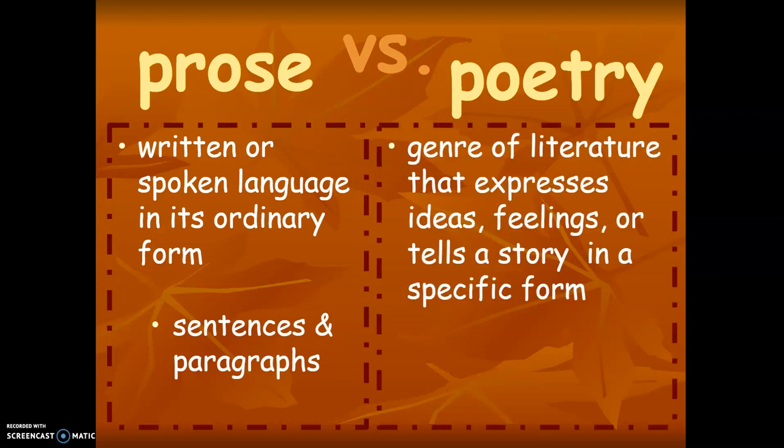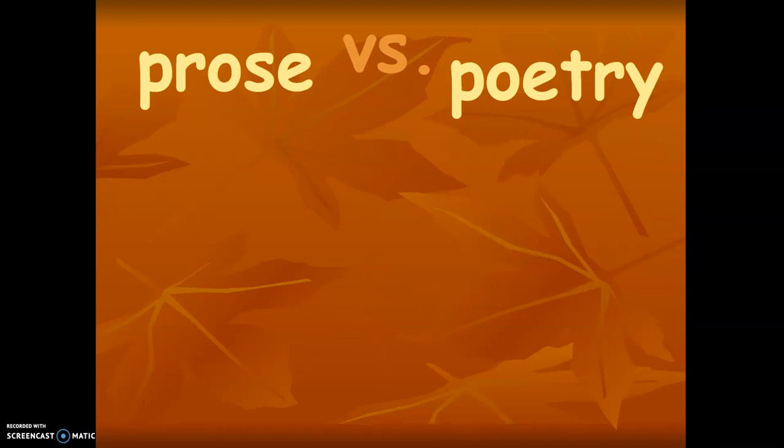Poetry takes that and changes it into a special genre of literature, and it expresses ideas, feelings. It can also tell a story, but it uses a very different and specific form. Poems are written in lines and stanzas, and there's no one way that it has to be written, as we'll look at, but it is very differently organized, so lines and stanzas.